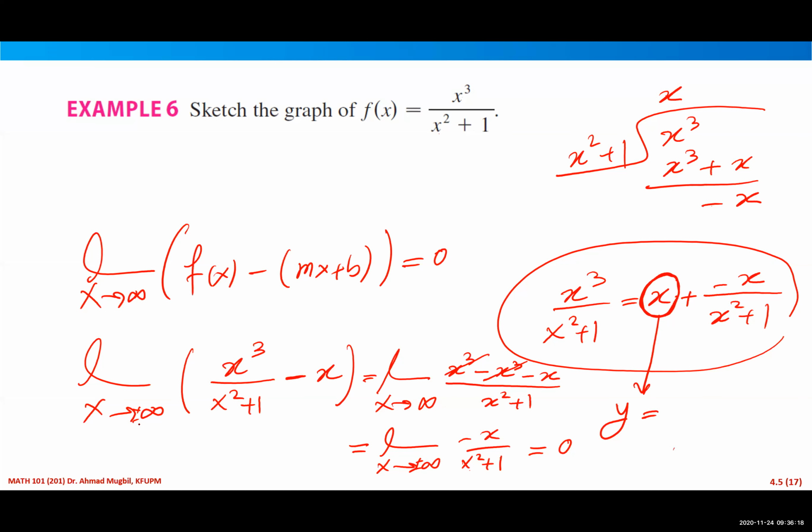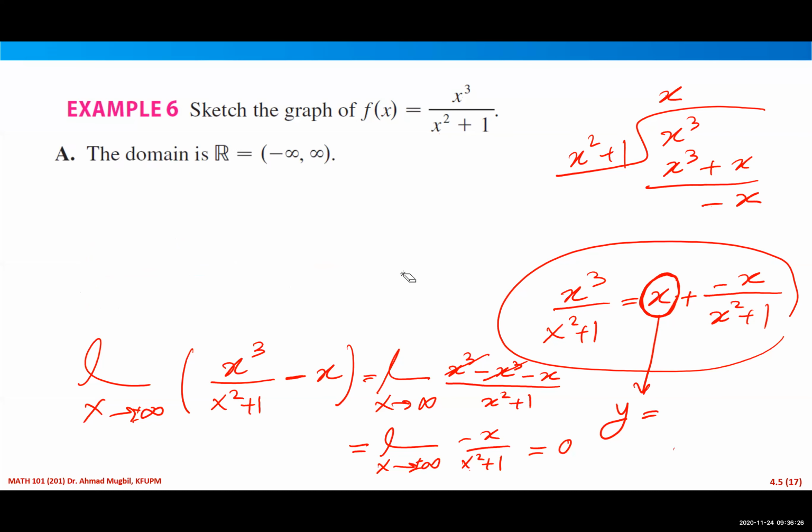I think you know now how to find the slant asymptote. And we will see how to sketch the graph of the function when you have a slant asymptote by solving this example. So remember, ya shabab, the guidelines. You need to start with the domain. The domain of this is all the real numbers. Why? We have a denominator here, but the denominator can never be 0 for any real number. So the domain is all the real numbers.